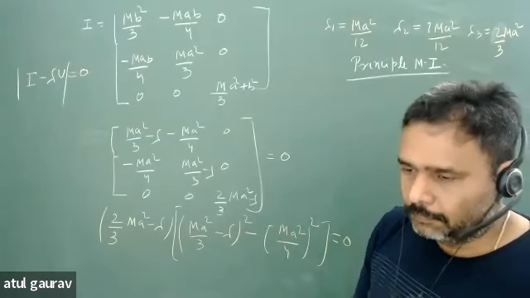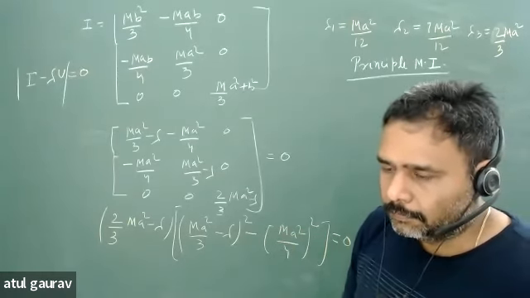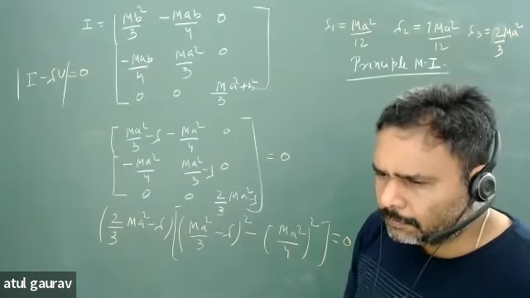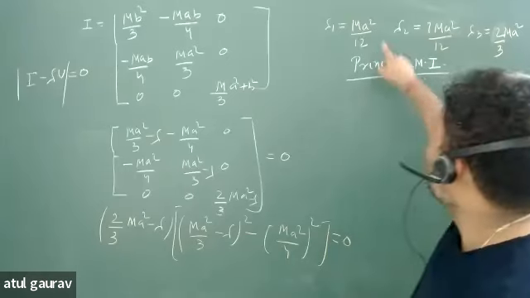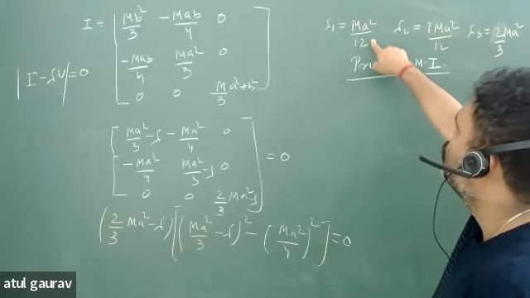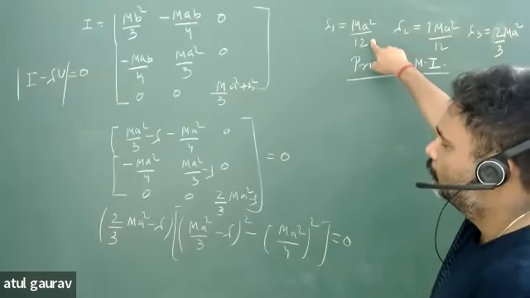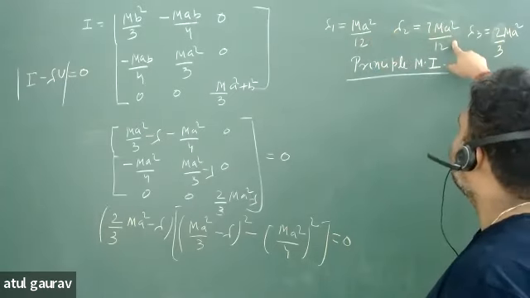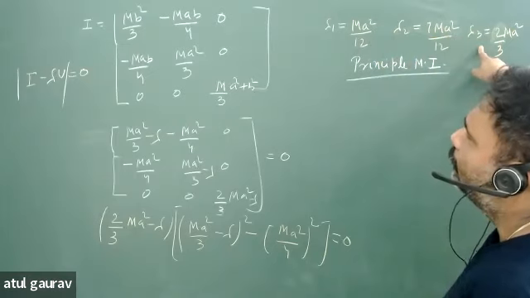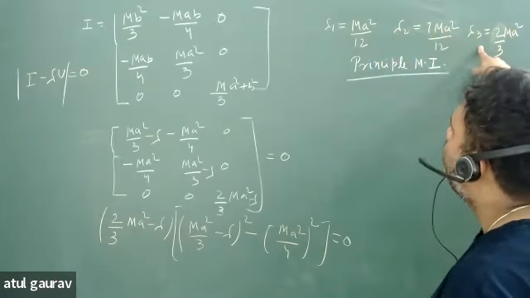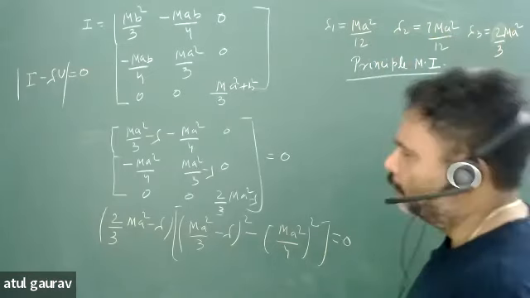Sir, lambda 2, 7 ma square I'm getting, sir. It's not 7 ma squares. First one is ma square by 12. And second is 7 ma square by 12. And third is 2 ma square by 3. Okay? Are you getting this thing? Yes, sir. Same. Okay, good.